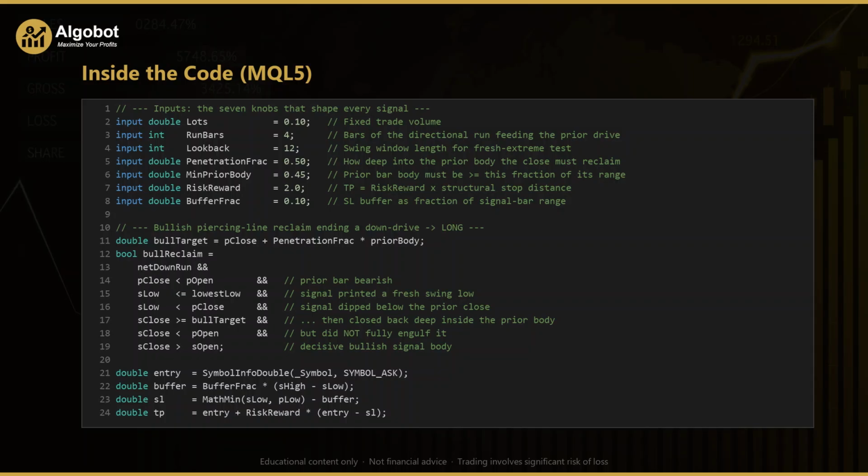The entry price reads the current ask. The stop loss takes the lower of the two pattern lows and subtracts the buffer. And the take profit adds the risk-reward multiple of the entry to stop distance on top of the entry. The short side mirrors this logic exactly.